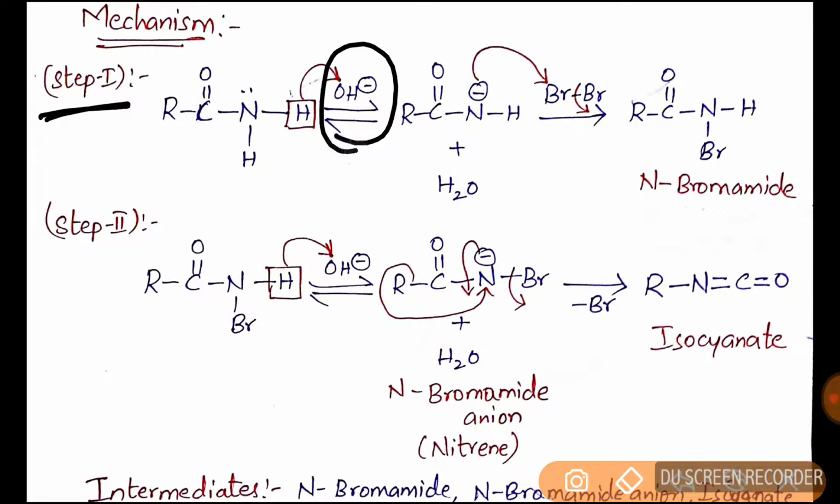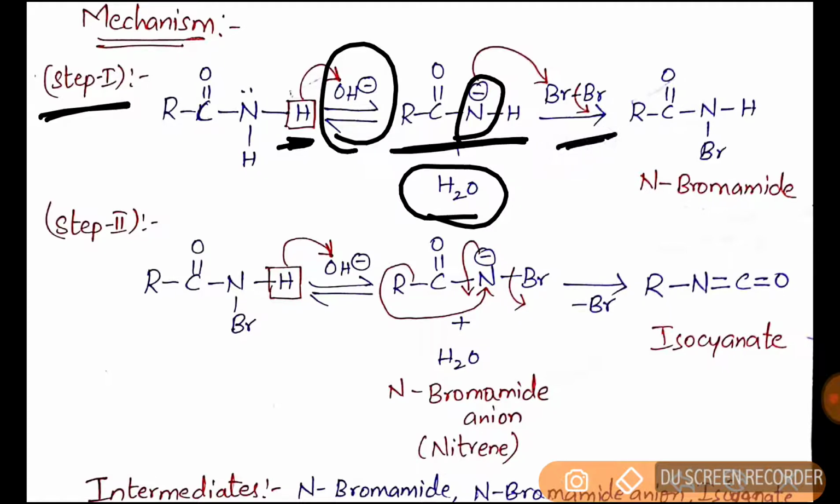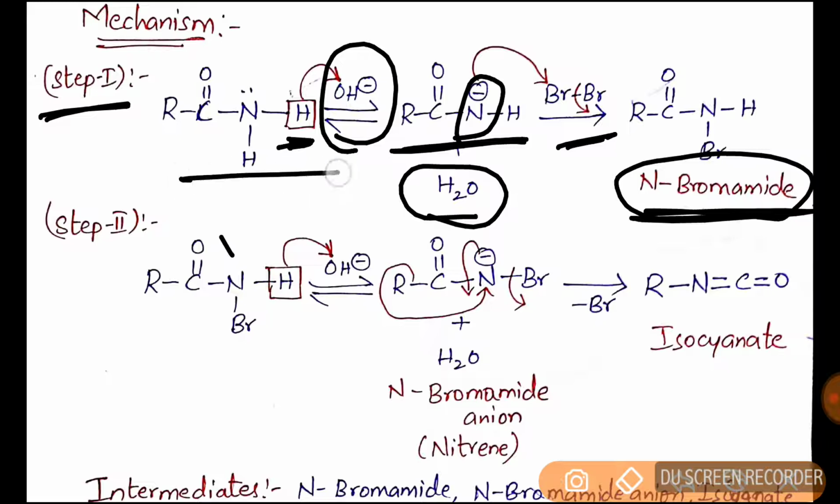a base is added, that is sodium hydroxide is added. Sodium hydroxide abstracts a proton from this nitrogen, and the proton leaves in the form of a water molecule, leading to the formation of this anion on nitrogen. This anion on nitrogen reacts with the bromine, leading to the formation of this N-bromamide. This is the first step, guys, and this is also an intermediate. N-bromamide is an intermediate. So in the first step, conversion of this amide group to N-bromamide takes place.